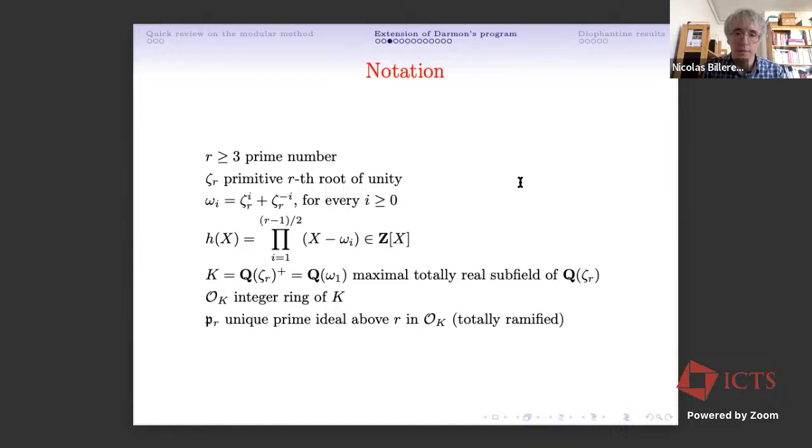So I will denote by P_r the unique prime ideal above r in K, and the residue field will be just the field with r elements, F_r.